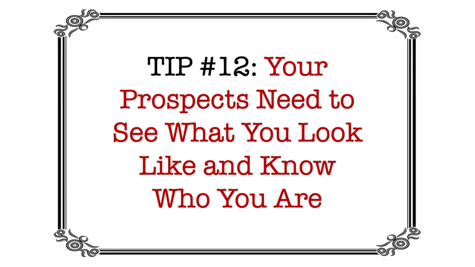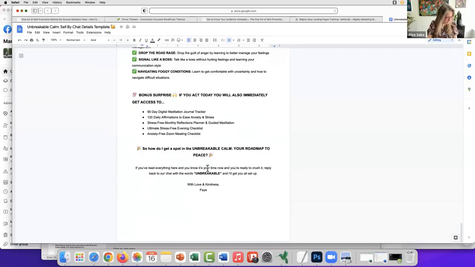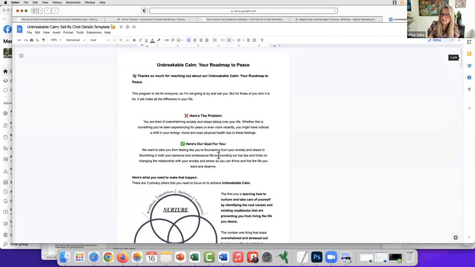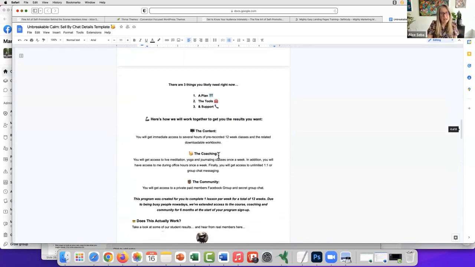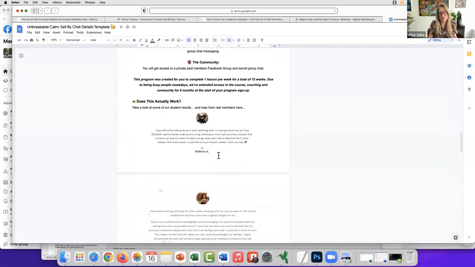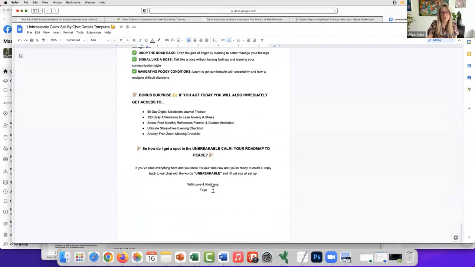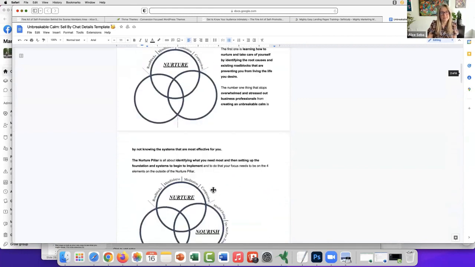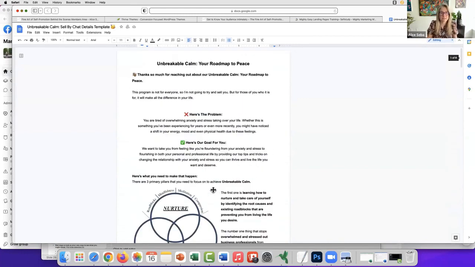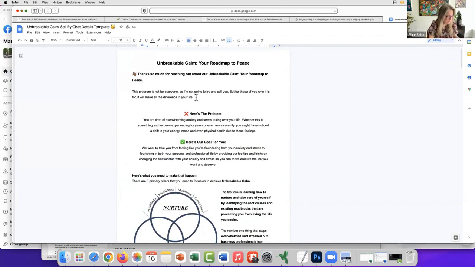Tip number 12, your prospects need to see what you look like and know who you are. All right. And so I assume there's no picture of Faye in here. We don't learn about Faye, but I assume that if someone has already expressed interest, they know who she is. I would, at the very least, end it with a picture of yourself and make it a little more personal. I would probably put the picture up top and say, hey, I'm really glad that you decided to do this. And this stuff that she has up here, introduce myself briefly, at least.